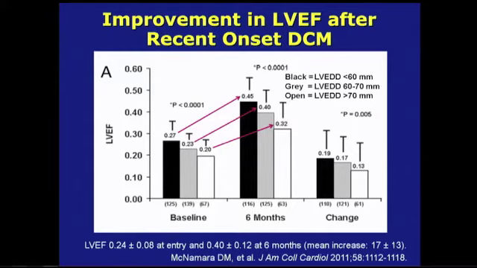This is from Dan McNamara showing that when stratified by the size of the left ventricle, the left ventricular end diastolic dimension at presentation, the improvement in ejection fraction can go from 27% to 45% in a large number of patients. In fact, it was 60% of patients in this study. Optimized medical therapy for heart failure is a good thing.